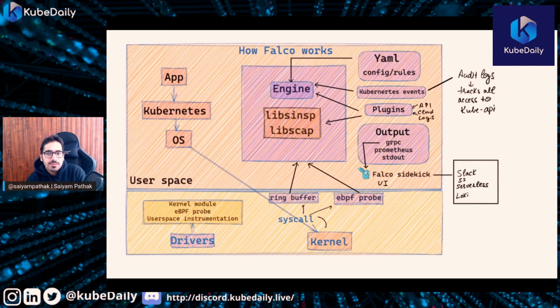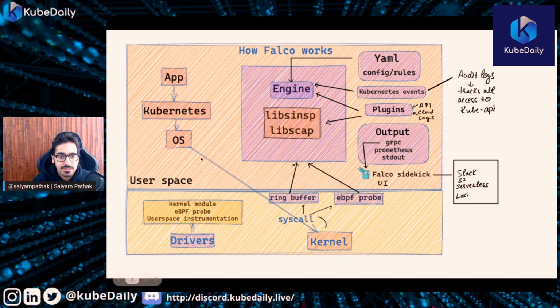Now, how Falco works on a very high level: you have an application, and the application is running on Kubernetes. Kubernetes is running on the operating system, and you have two things over here, the user space and the kernel space. The Falco engine lives in the user space, and the Falco driver gets installed in the kernel space when you install Falco. There are two types of drivers. If you are on previous kernel versions, then you have the kernel ring buffer module. If you have the latest kernel versions, which support eBPF, then you'll have the eBPF probe. So again, a very amazing use case of eBPF.